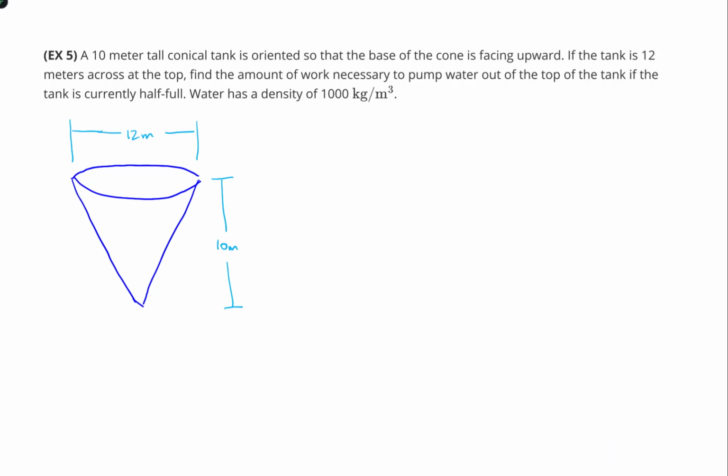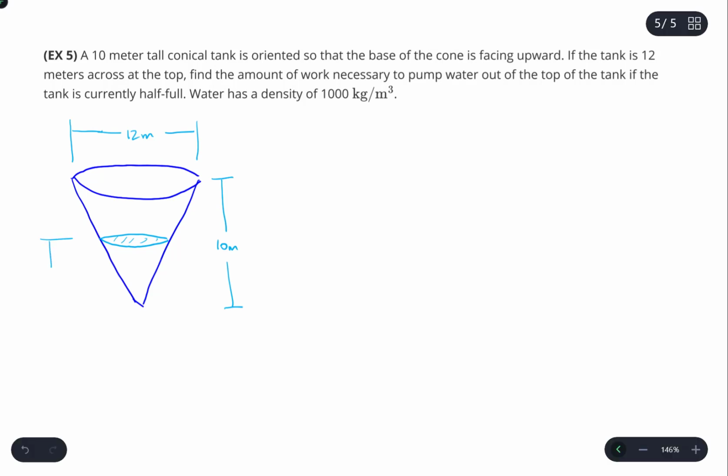And we want to know the amount of work necessary to pump water out of the top of the tank if the tank is currently half full. So the water level is approximately right here, and that's at 5 meters since it's half full. Okay, so let's take a look at what we can do.